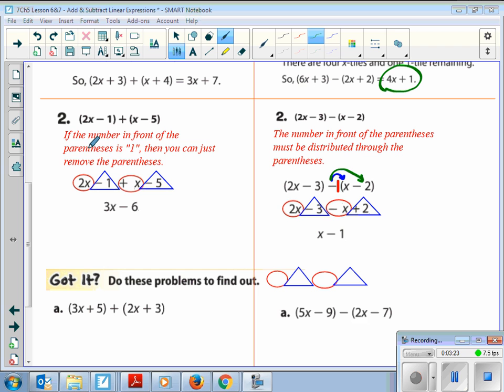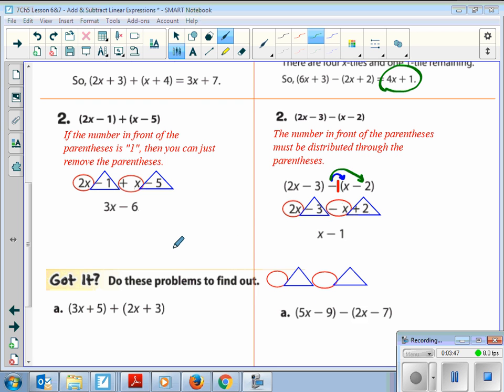So for example 2, now here we're doing this without models. We have 2x minus 1 plus the quantity x minus 5. Now, please write this down right here. If the number in front of the parentheses is 1, then you can just remove the parentheses and then combine like terms from there. Okay?